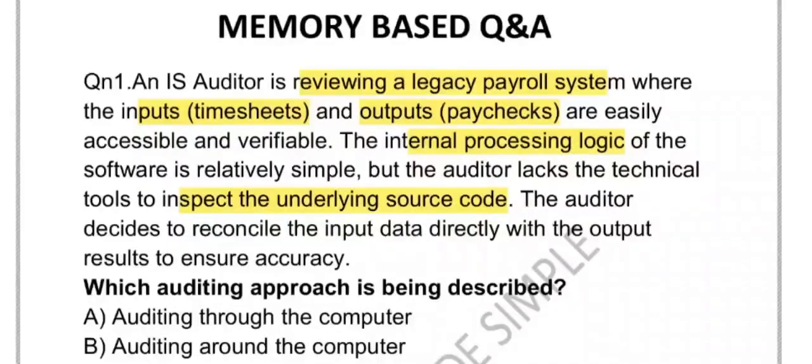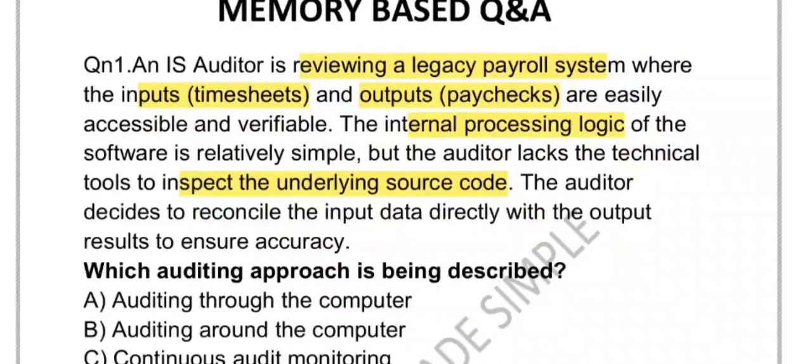So the question is asking: which audit approach focuses only on input and output and ignores internal processing? The auditor decides to reconcile the input data with the output result to ensure accuracy. So which auditing approach is being described here? The options they have given: auditing through the computer, auditing around the computer, continuous audit monitoring, integrated test facility. So I request you to please pause the video here, think about it logically and then answer.